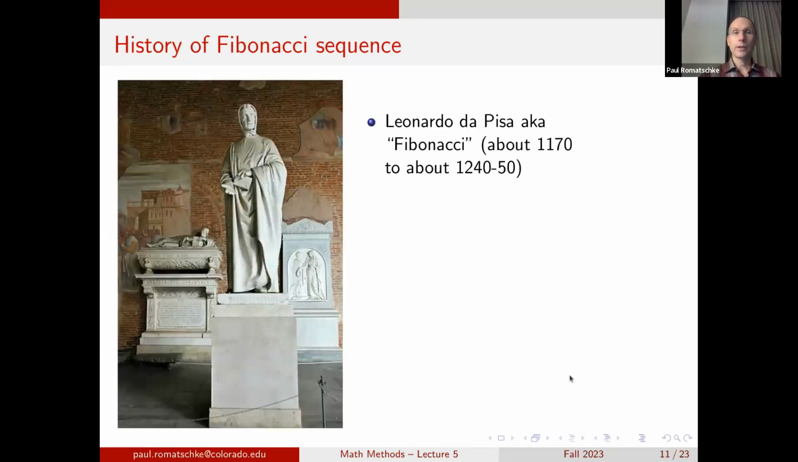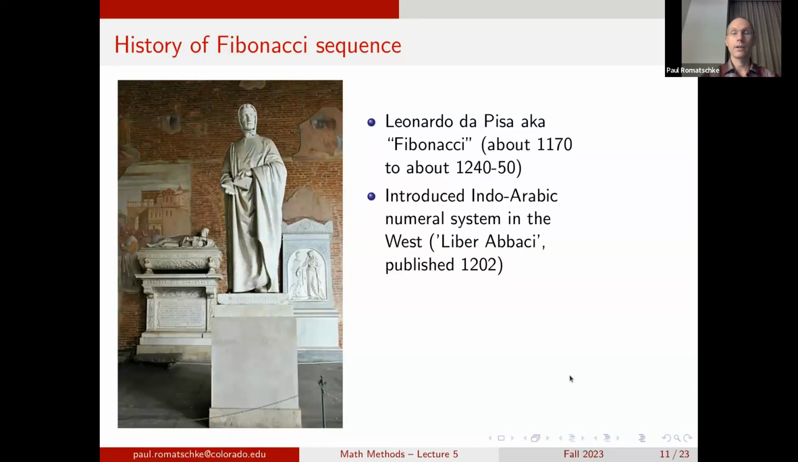A little bit of history about this particular sequence of numbers. Those numbers are associated with the work of Leonardo da Pisa, also known as Fibonacci, the son of Bonacci, who lived from about 1170 to about 1240 or 1250 in Pisa, Italy. He is famous in the West for introducing the Indo-Arabic numeral system in his works, in particular his publication Liber Abaci, which was published in 1202.